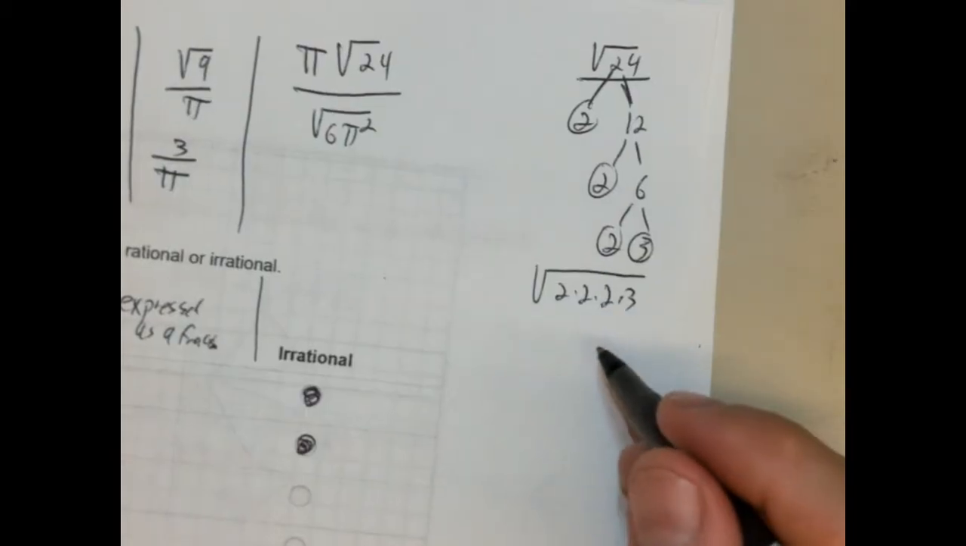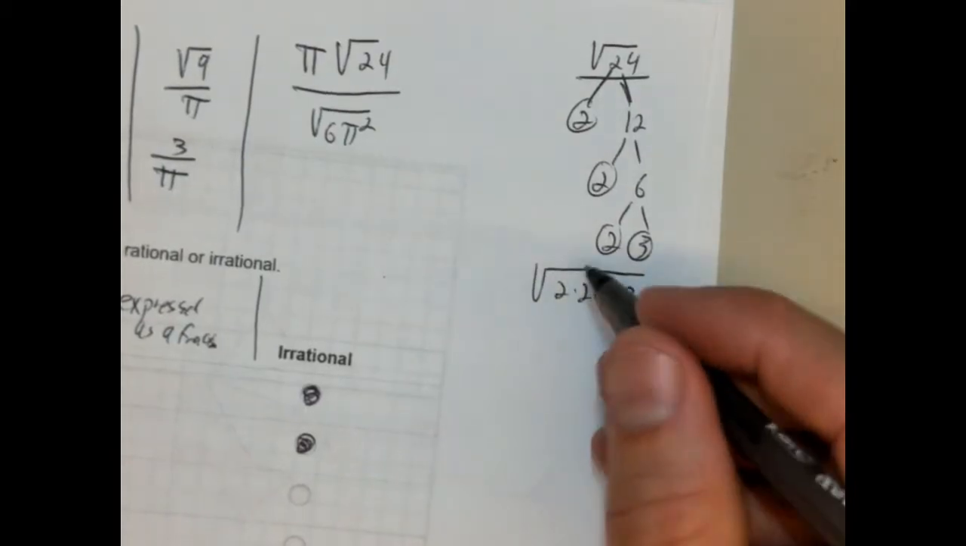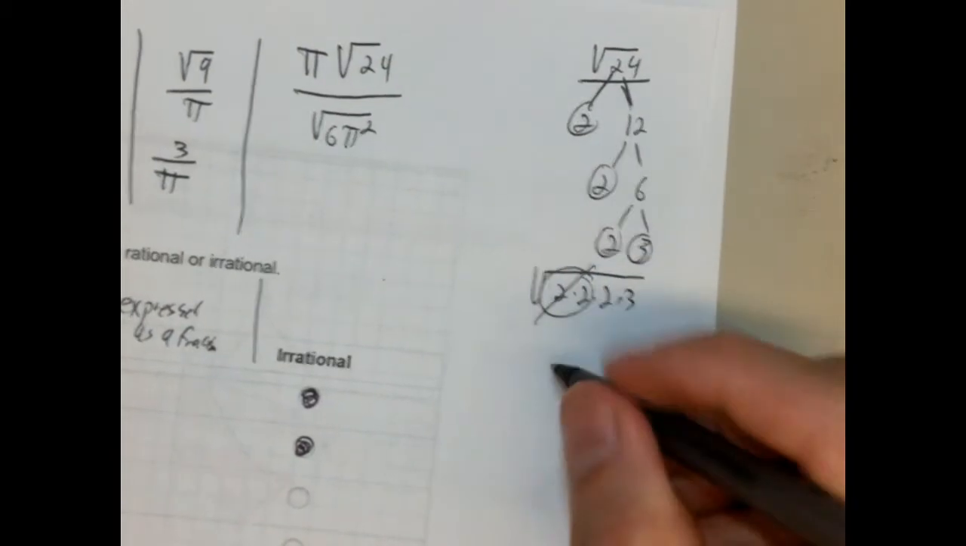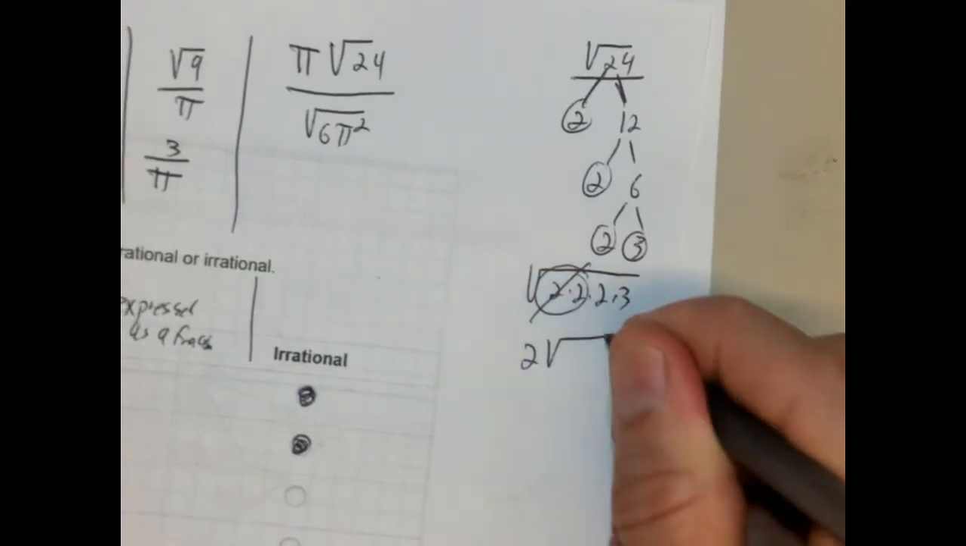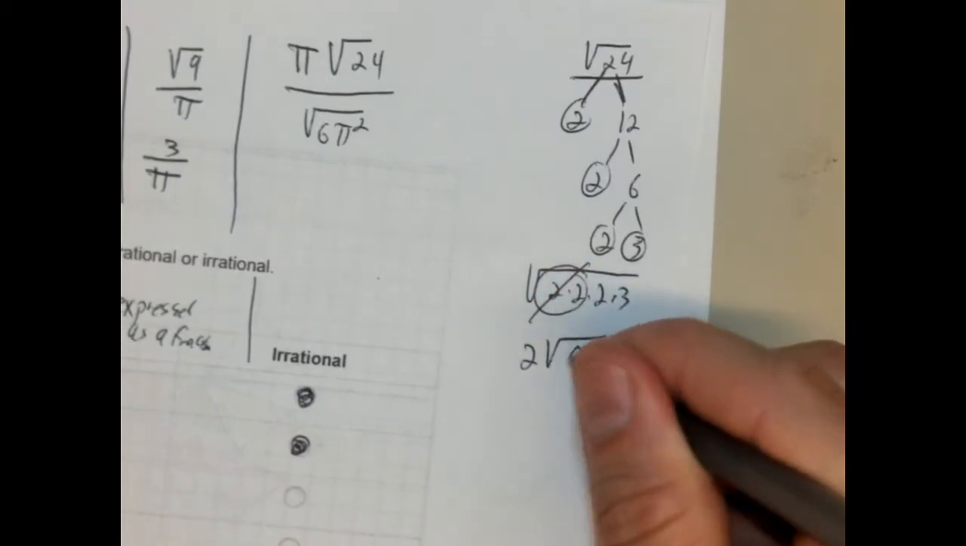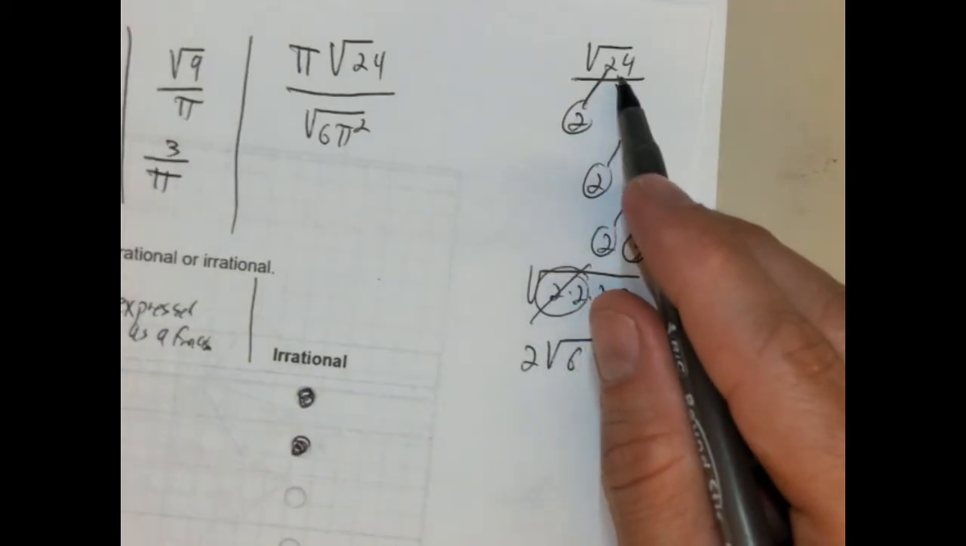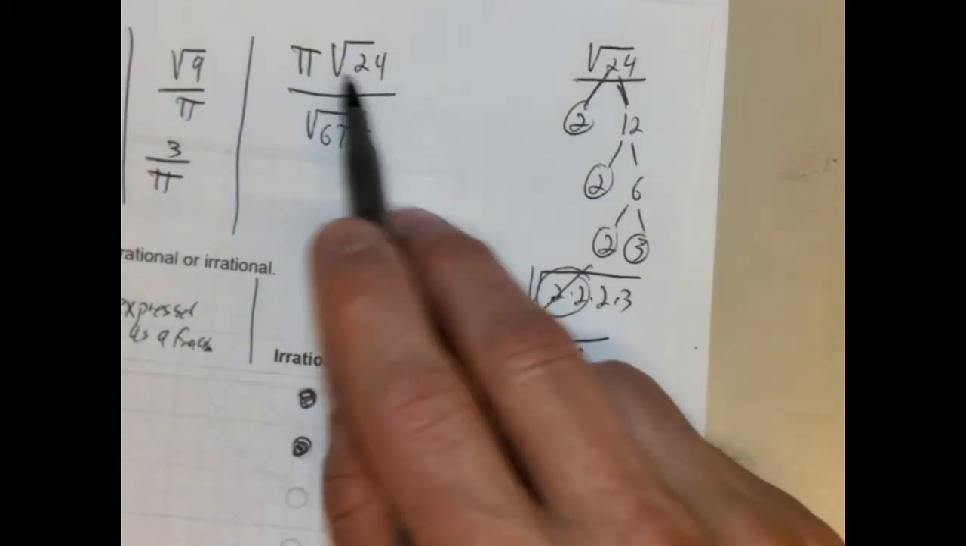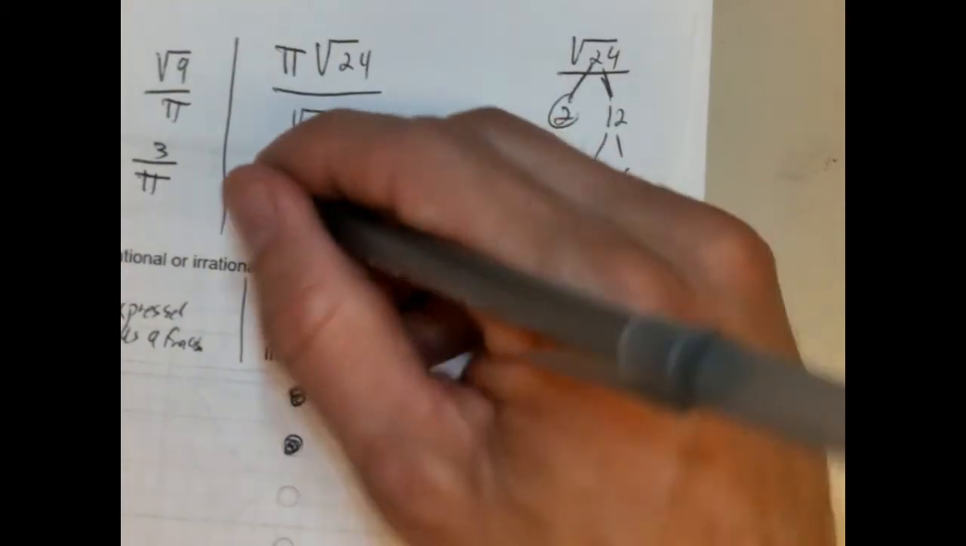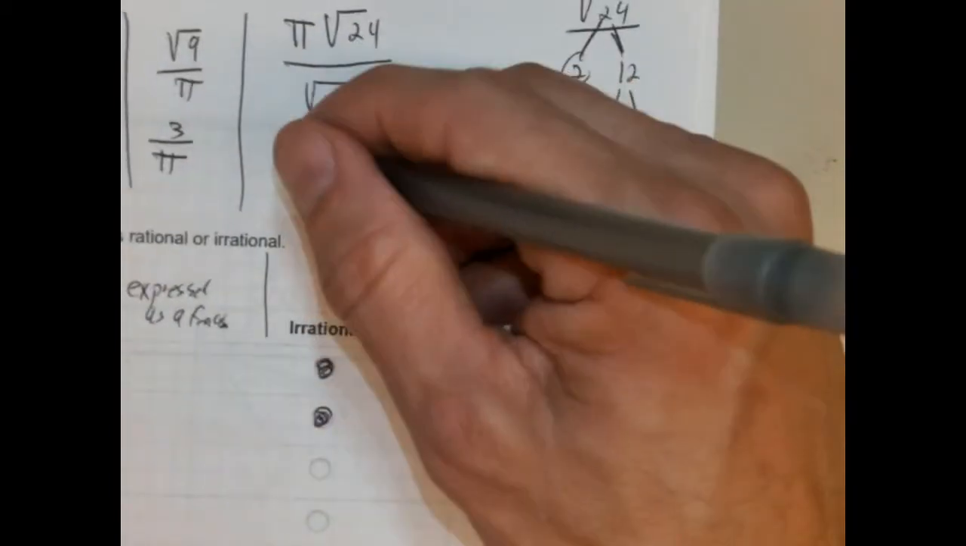So we're looking for numbers that happen twice because this is a square root. So we have a pair of 2's, cross those out. Let's bring them on the outside. We still have the 2 times 3, which is 6. So this is actually 2 radical 6, which is equivalent to radical 24. So we're going to replace this radical 24 with 2 radical 6. Why, you ask? You'll see in a moment.